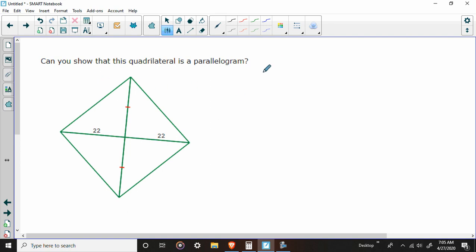Can you show that this quadrilateral is a parallelogram? Yes. Again, let's give it a name, we'll call it A, B, C, D, and E. Well, AE is congruent to EC. And I also know that BE is congruent to ED, meaning the diagonals bisect one another, right? And again, is that enough information?